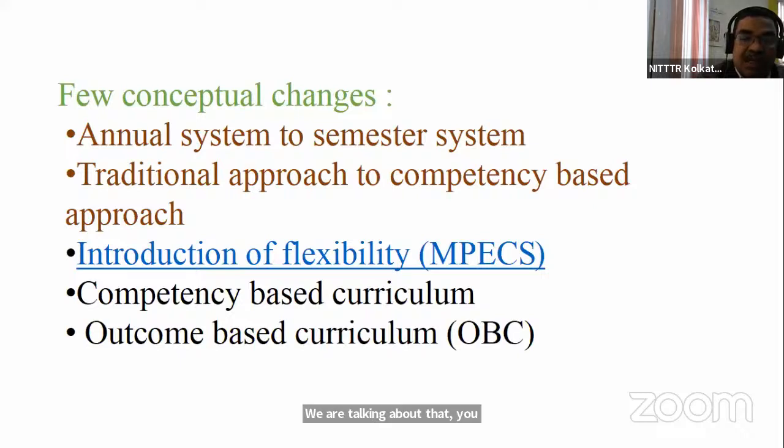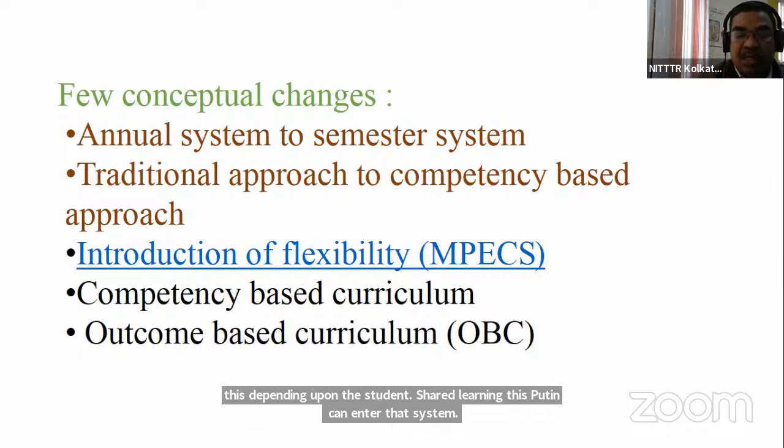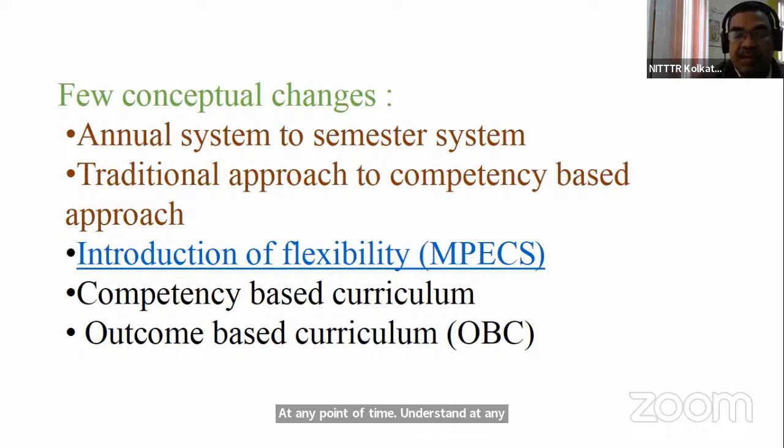The credit system was introduced long back in the polytechnic education system. It says that, depending upon the student's prior learning, the student can enter the system at any point of time. Understand? At any point in the timeline, and they can also exit depending upon their capability. That is called the multi-point entry and exit system. Competency-based curriculum has already been talked about, and I'll be showing one sample document for that.